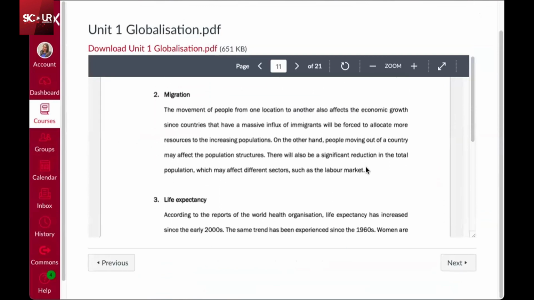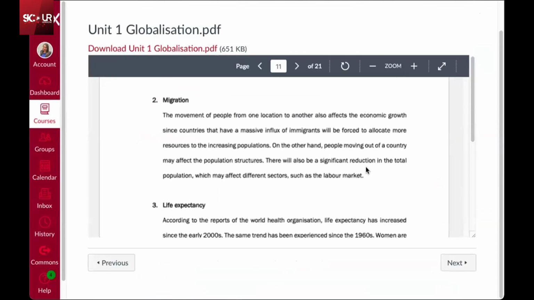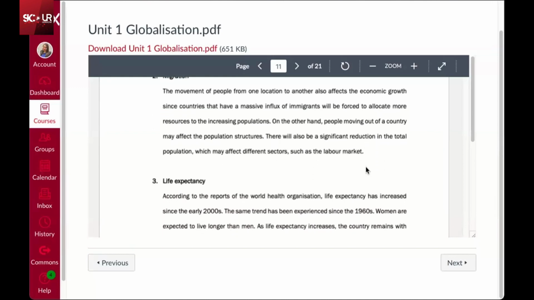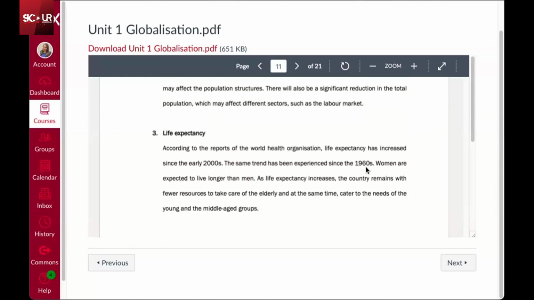And then the next one is migration. The movement of people from one location to another also affects economic growth. Countries that have a massive influx of immigrants will be forced to allocate more resources to the increasing population. On the other hand, people moving out of a country may affect population structures. There will also be a significant reduction in total population, which may affect different sectors such as the labor market.